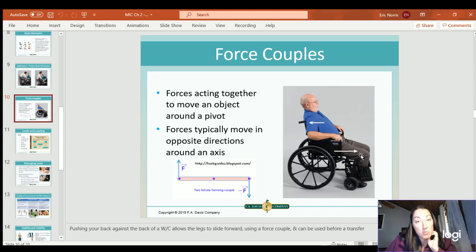And that is a force couple that they're using around an axis, like the middle of the spine, to shift their weight forward. So try that. If you're sitting in a chair right now, lean back and push your legs forward, and then try and lean forward and scoot forward. It takes a lot more muscle.